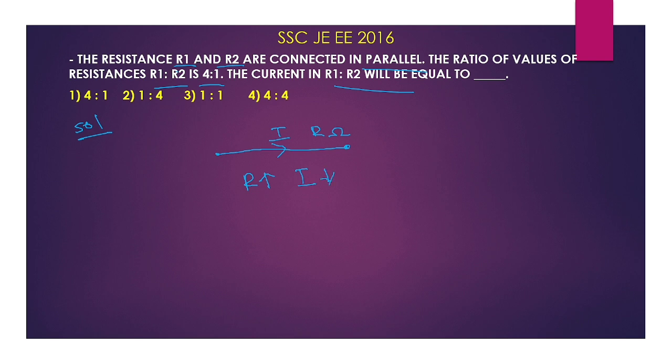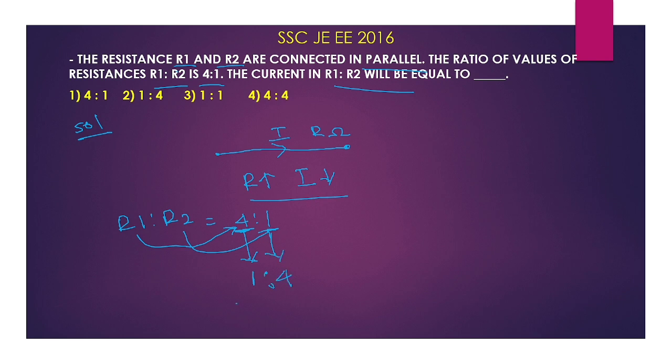Here we just need to apply this simple concept. R1 is to R2 is equal to 4 is to 1. In the R1 conductor we have a resistance of 4 and in R2 a resistance of 1. According to the concept, where the resistance is high the current flow will be low. So here the resistance is high, so the current flow will be low, that is 1, and here the resistance is low, so the current flow will be high, that is 4.